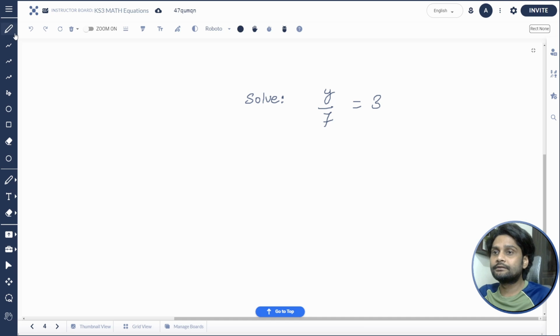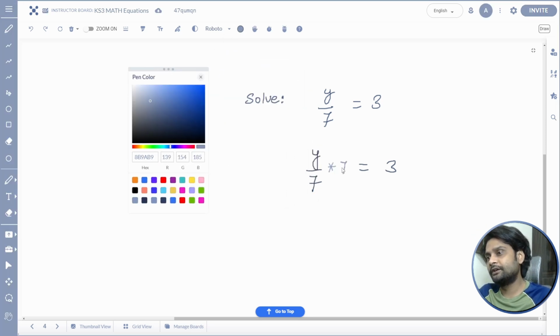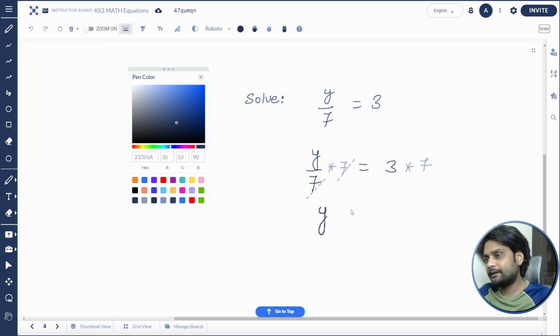Here 7 is being considered to be divided. So in order to remove this 7 from here, students, what we have to do is perform the inverse operation of multiplication. Whatever we do on the left hand side, the same thing we need to do on the right hand side. And this is how we can simply cancel it out. 7 and 7 got cancelled here. We are only left with y, and that's equal to 21.